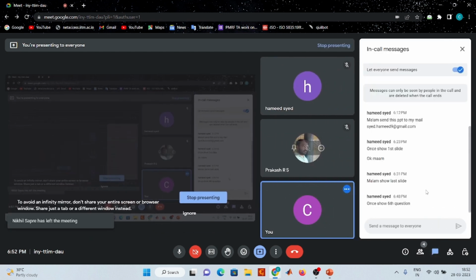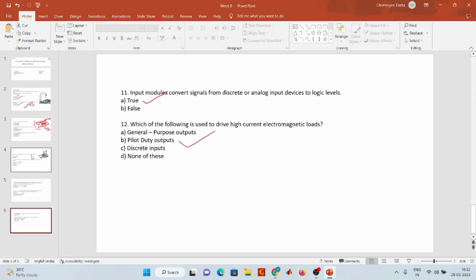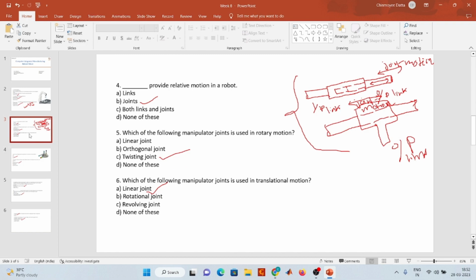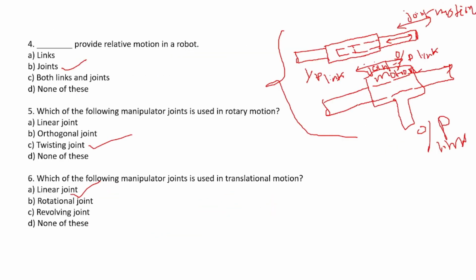Okay, the sixth question: in which of the following is the manipulator joint used in translational motion? That is the linear joint.